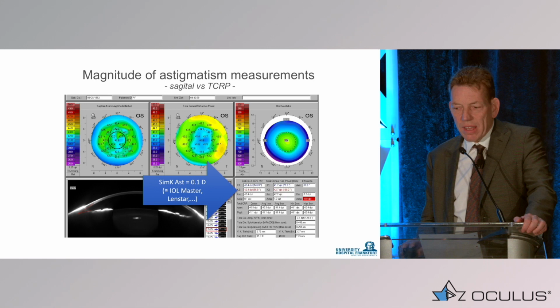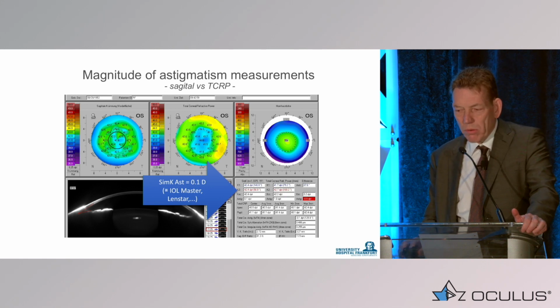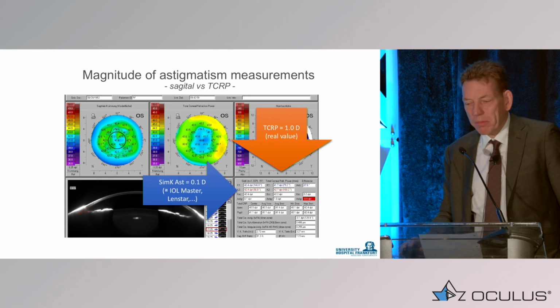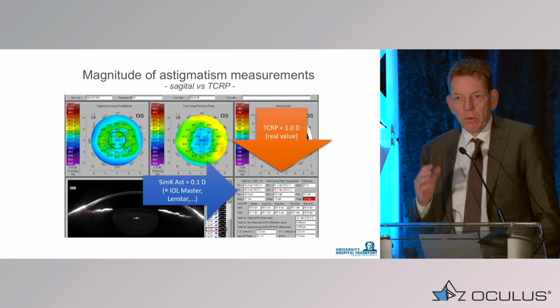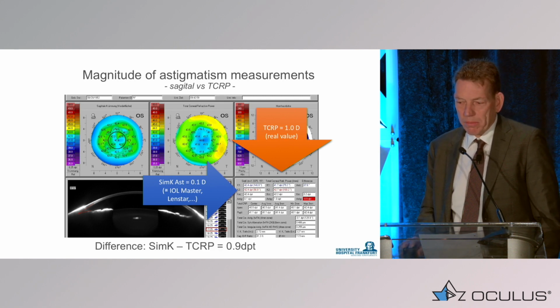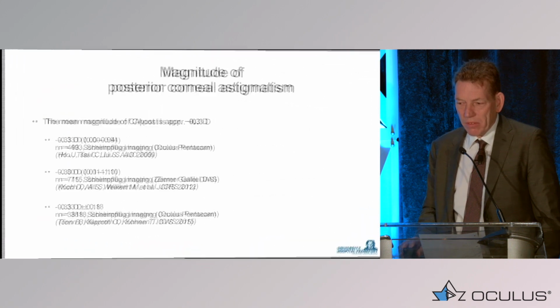If you look at the next case, you found here IOL Master basically giving you, or the SIMK is giving you 0.1, and you have the total corneal refractive power of 1 diopter. And now it comes to a problem of how do I calculate this or use this for my toric IOL calculation, for example. The difference is 0.9 diopters.